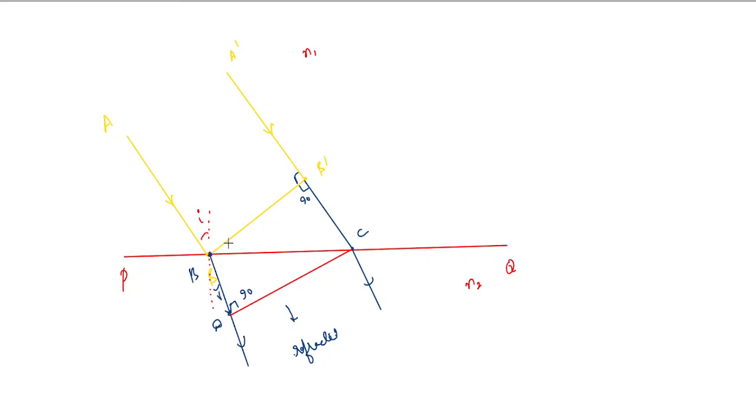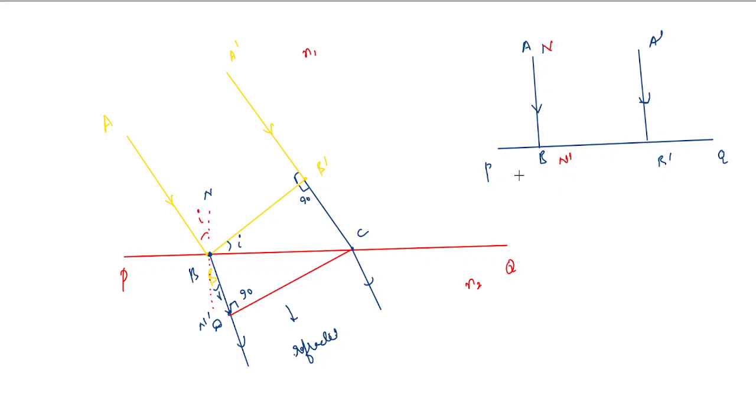Now if this angle is I, then this also would be I only. To understand this, let's look at some basic geometry. Imagine the light ray falls normal to the surface. This is point A, this is point B, this is point A dash, this is point B dash, this is surface PQ, and let's call the normal N dash. In this case, N dash is also along AB only. So I in this case is 0.